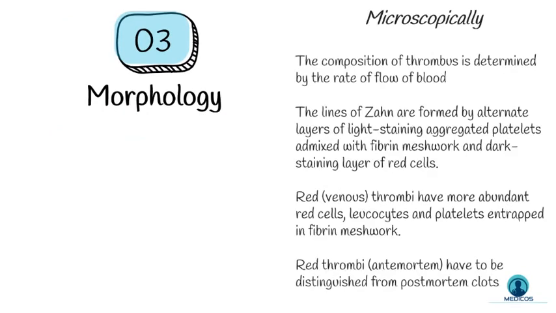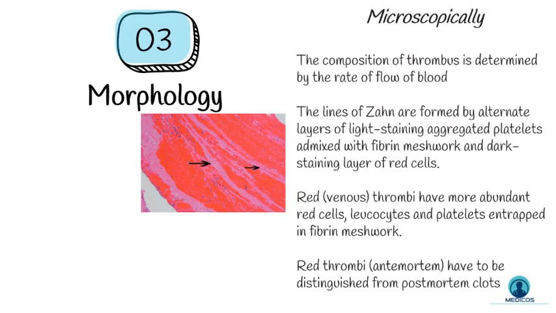When we see the microscopic feature, the composition of thrombus is determined by the rate of flow of blood, which means whether it's formed in the rapid arterial and cardiac circulation or the slow moving flow in the vein. The lines of Zahn are formed by alternate layers of light staining aggregated platelets admixed with the fibrin meshwork and the dark staining layers of red cells. Red or venous thrombi have more abundant red cells, leukocytes, and platelets entrapped in the fibrin meshwork.